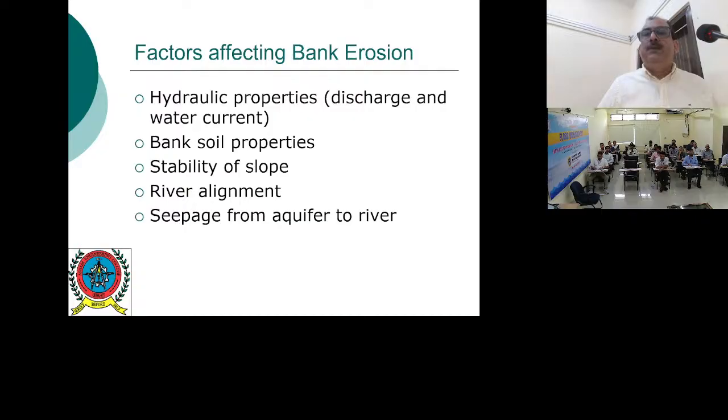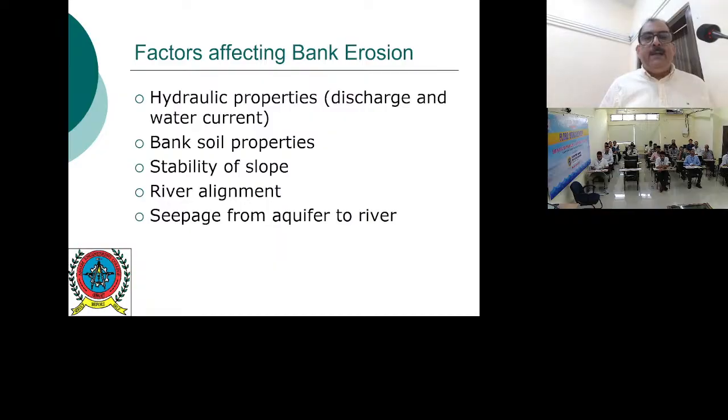Then stability of slope, I already mentioned. Then river alignment. River alignment has a very big role to play. When the river takes a bend, we get erosion in the concave bank and deposition in the convex bank.